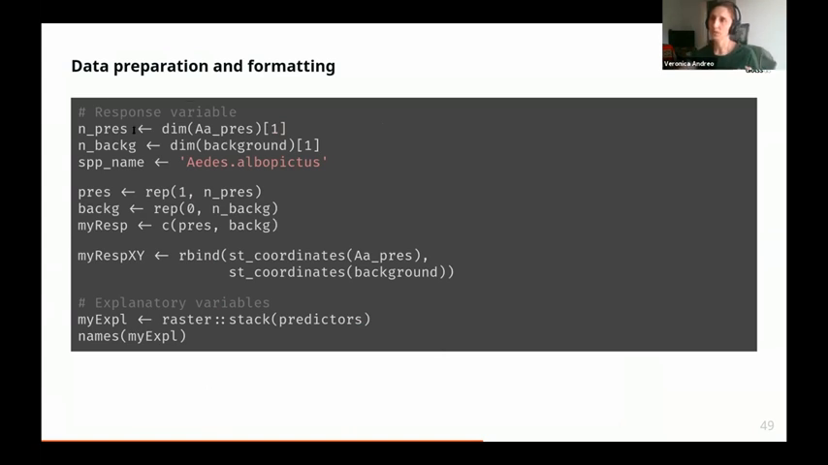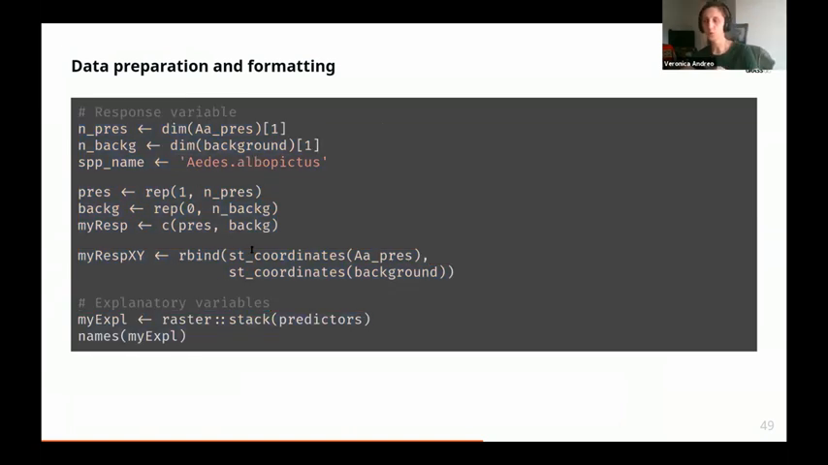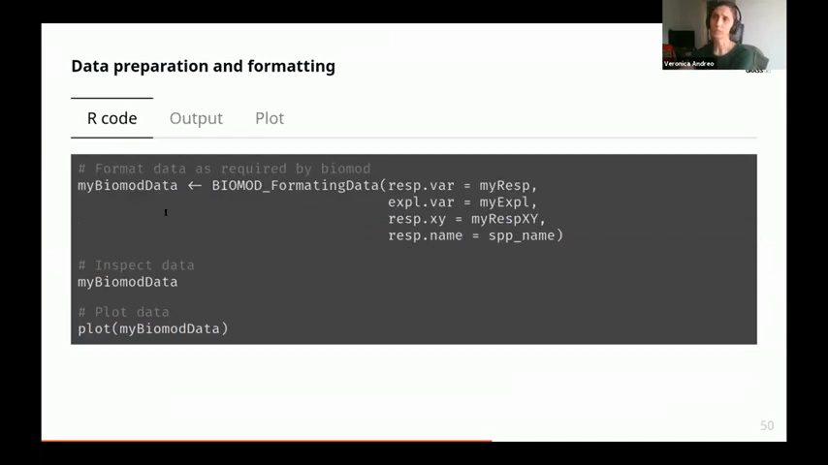Then we just follow some data preparation and formatting required for the species distribution modeling. We just need to specify the coordinates, the name of the species, and so on. And also we stack the raster predictors that we imported and create a biomod object with all this information. And we can also show it.